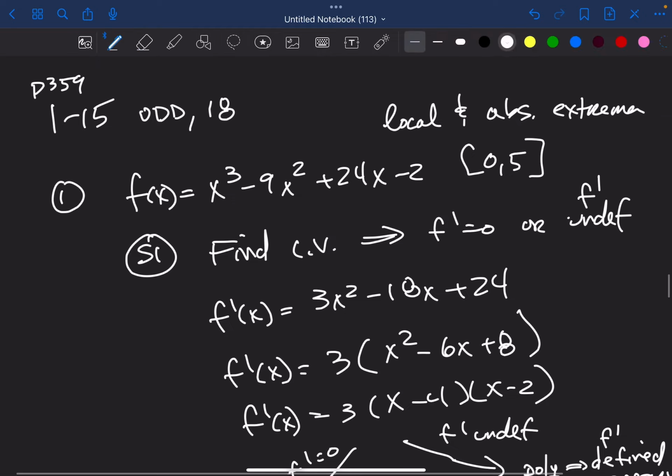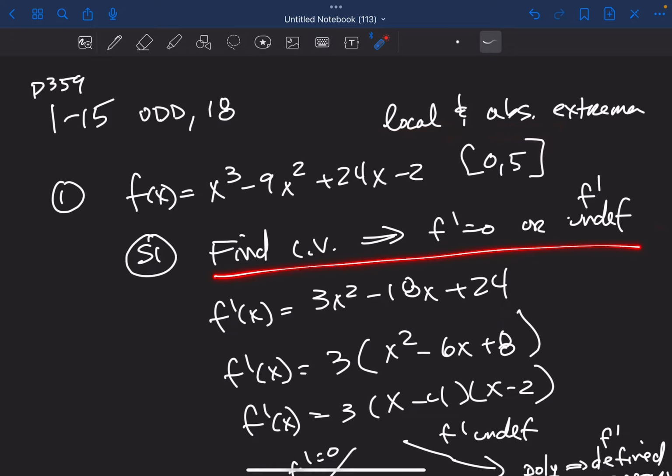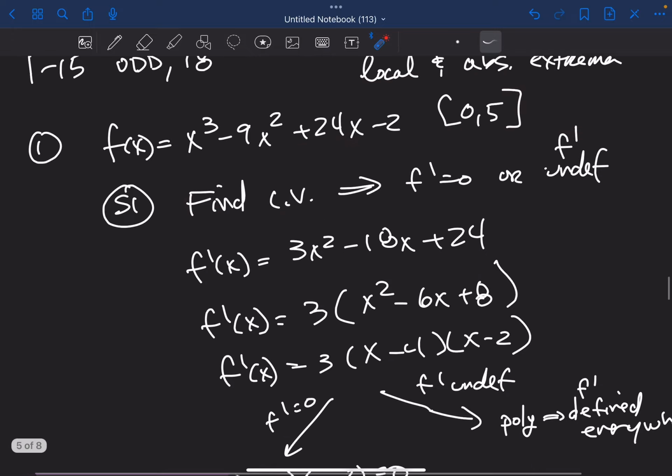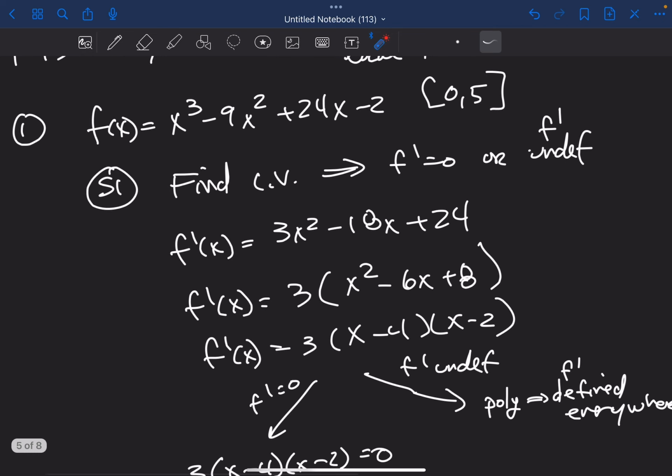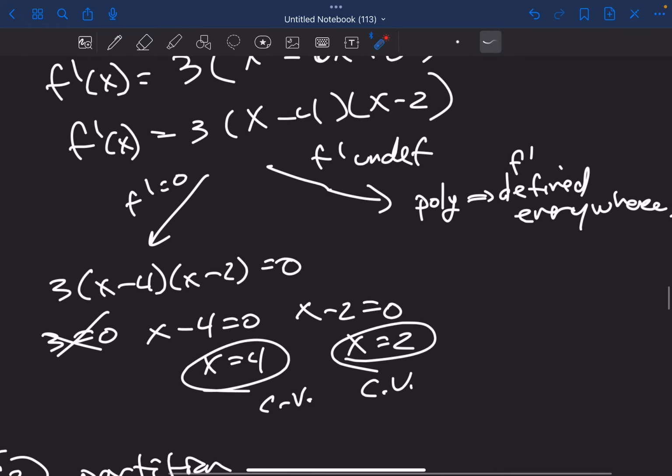And so now, if our original function is f of x equals x cubed minus 9x squared plus 24x minus 2 on the interval from 0 to 5, then step 1, if we want to find the local and absolute extrema, is to find our critical values. Every time, that's where the derivative equals 0 or is undefined. So we take the derivative, and it's a nice polynomial. Then we want to try and factor it. First, you can pull out a 3. And then in here, it factors into x minus 4 and x minus 2.